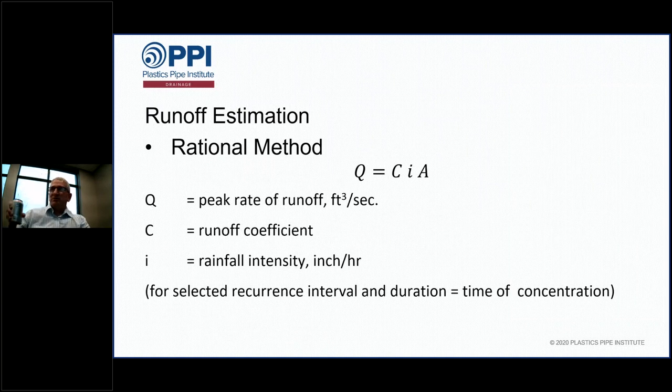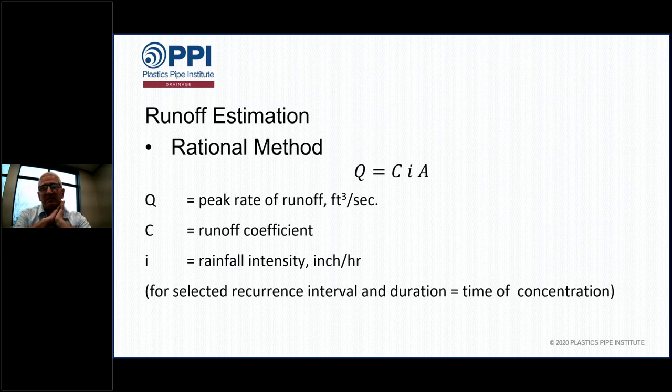All of that leads us to the rational method. Because what we really need out of the rational method is, right, CIA. Oh, I forgot Q down there, I apologize. But Q equals CIA. So Q is your peak rate of runoff, C is your runoff coefficient, I is your rainfall intensity, and A is your drainage area in acres.